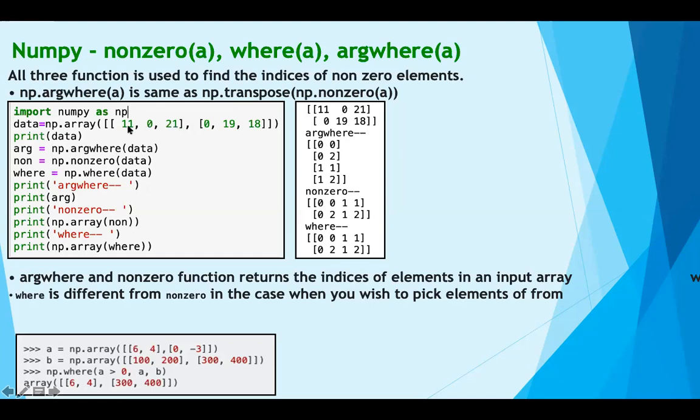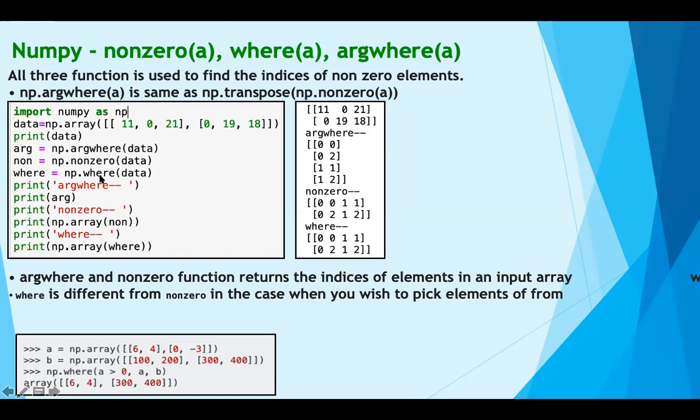So here it will be 0th row and second column, so 0, 2. Same for this one, it is not included. This one will be first row and first column, so 1, 1. Same way for 1, 2. So here argwhere has given this output.